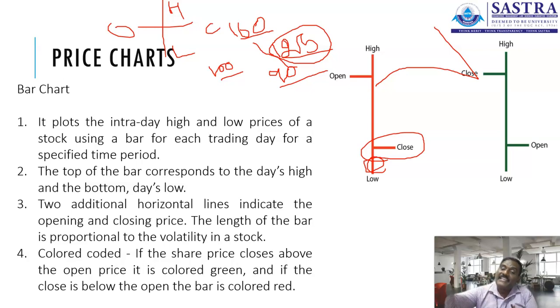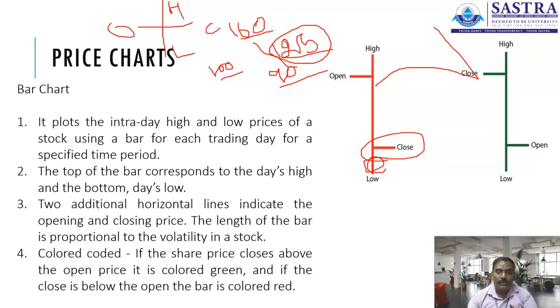What is the price at which it reached the high? The price it reached at the bottom level is represented by the line. The vertical line is representing that. Based on that, the volatile movement is identified.